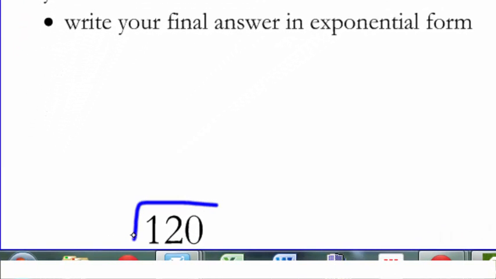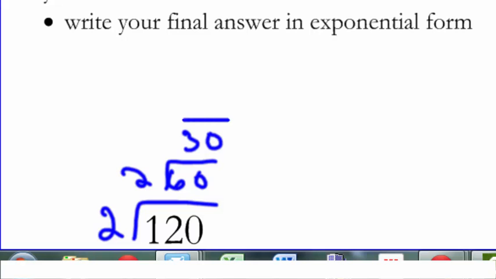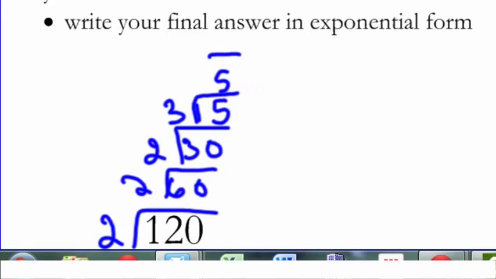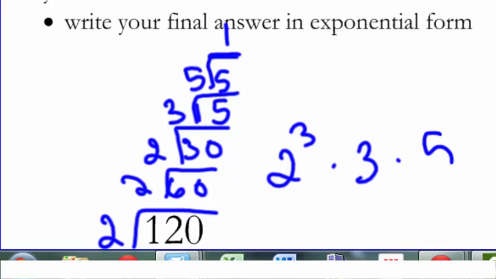All right, let's take a look at one more example here. I want to find the prime factors of 120. I'm going to divide by 2 because it's even. I get 60. Divide that by 2. I get 30. Can still divide that by 2. I get 15. 15, I can't divide by 2, but I could divide it by 3 and get 5. And 5, I can divide by 5 and get 1 at the top. I want to write this in exponential form. So it's 2 times 2 times 2, which is 2 to the third power, times 3 times 5.